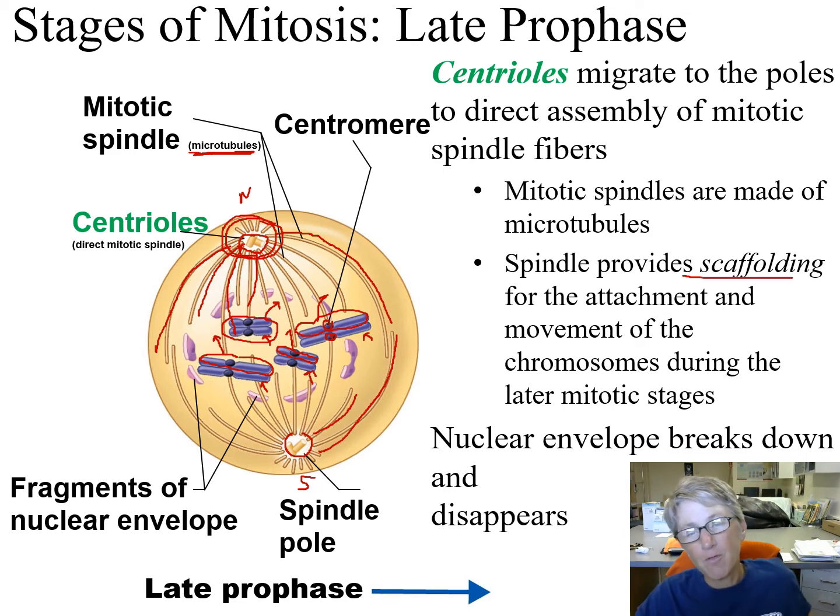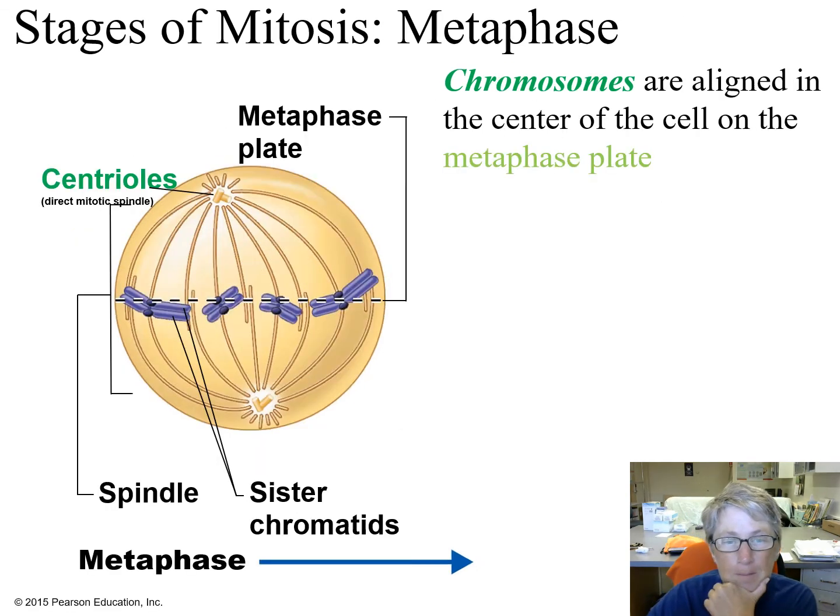Also in late prophase, the nuclear envelope breaks down, and that's what these purple pieces are. This used to be the nuclear envelope that held the DNA inside, but it breaks down, and it has to break down because you've got to form 2 new daughter cells.